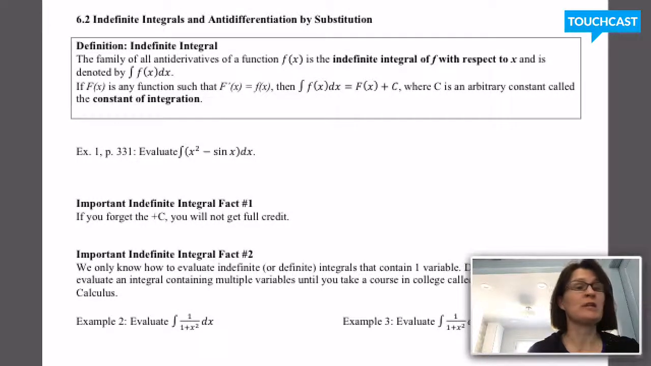In 6.2, we're going to learn one new way to use the integral notation, and we're going to learn a technique we can use to greatly increase the number of antiderivatives that we can find. So we have to start with a definition for an indefinite integral.